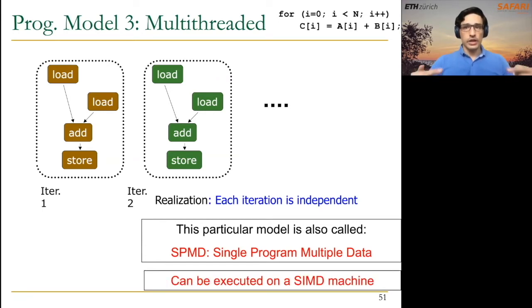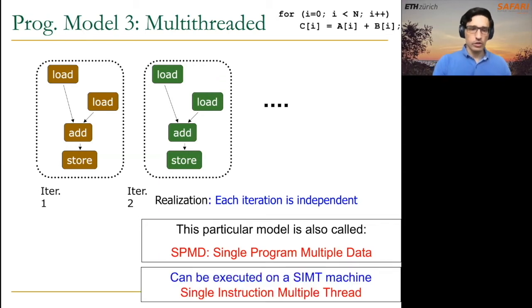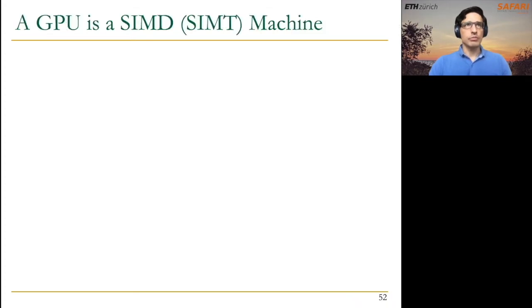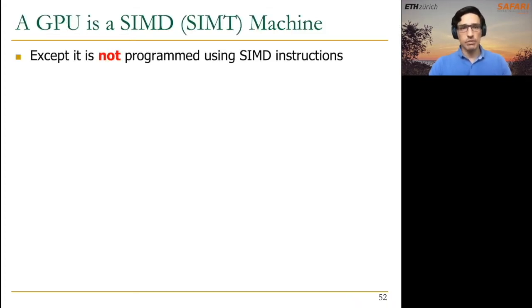And the good thing, and here is where we bring up GPUs, is that this SPMD code can be executed on a machine. You will see how we execute this on SIMD engines. In the GPU world, we talk not about SIMD, we talk about SIMT, because it's the same program and the same instructions for multiple threads of execution that are going to run together on the SIMD units. So in summary, a GPU is a SIMD or SIMT machine.